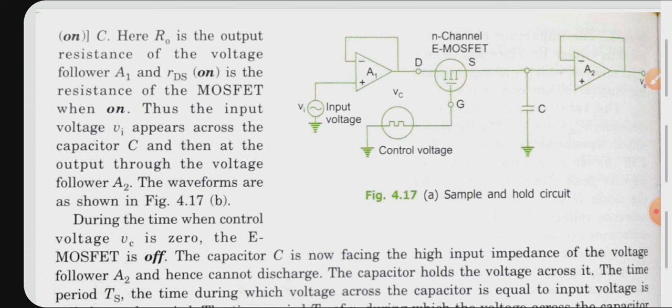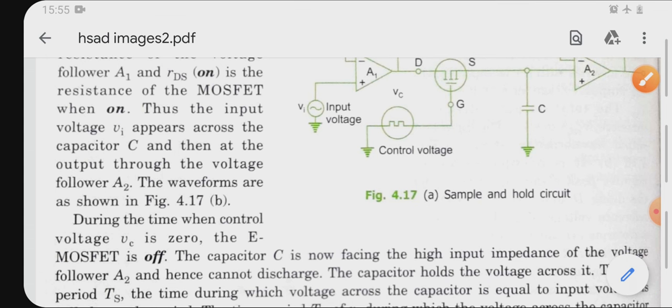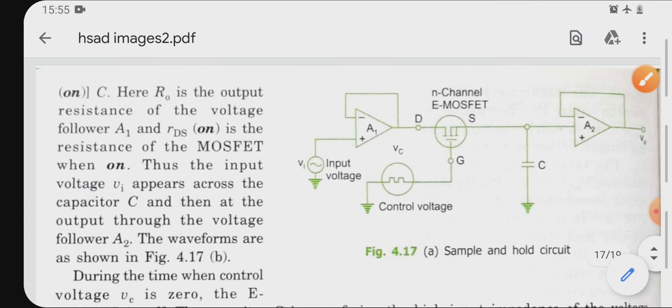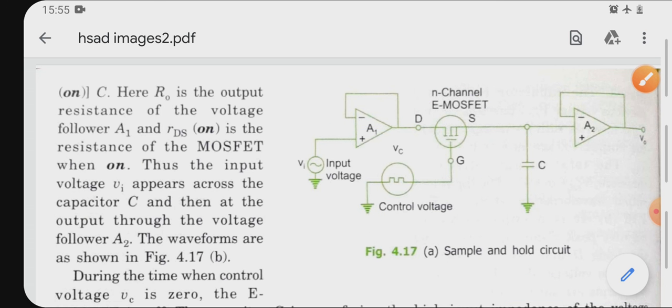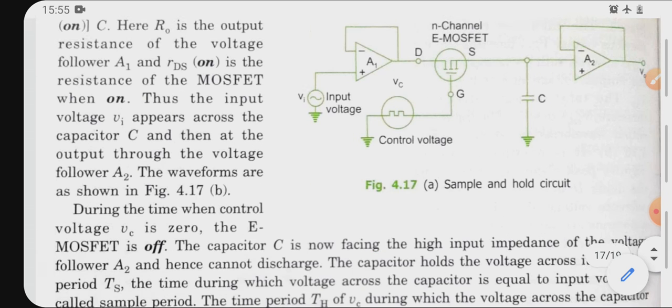It decides the on-off action of the switch, and depending on that it takes the samples of the input signal. The input signal is coming from this side, control voltage is given to the gate of this MOSFET, and this switch takes the samples, and these are stored in this capacitor, held by this capacitor. So sampling is done by the switch depending on the control voltage, and these are stored in the capacitor, which is called a holding capacitor.